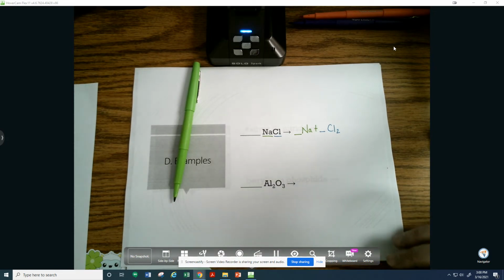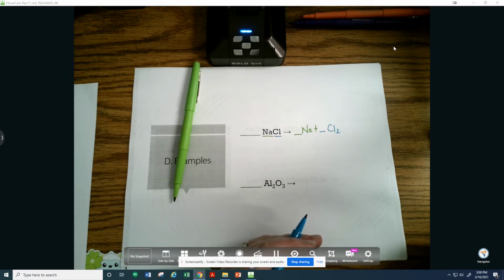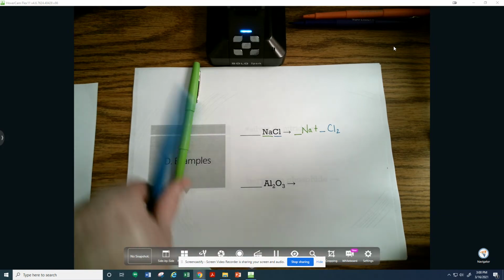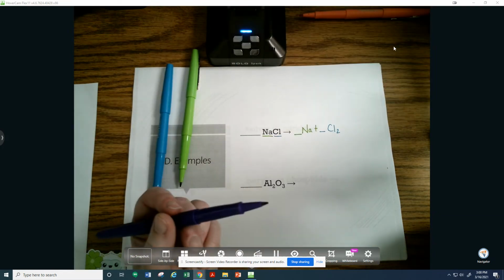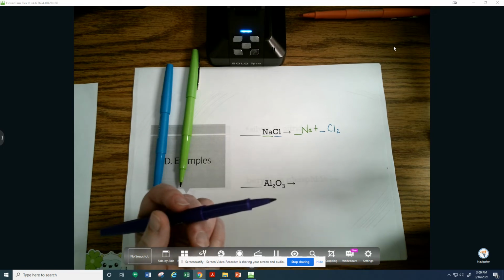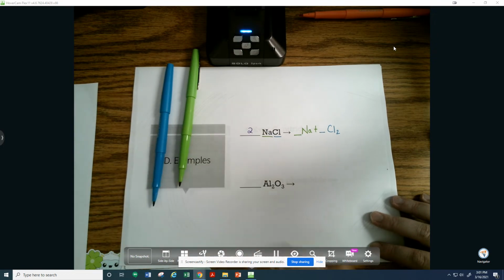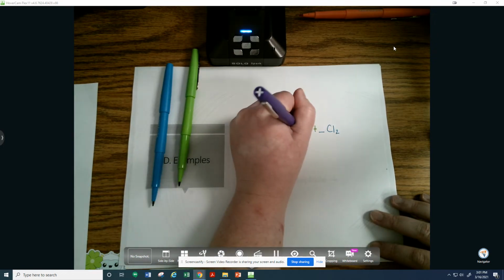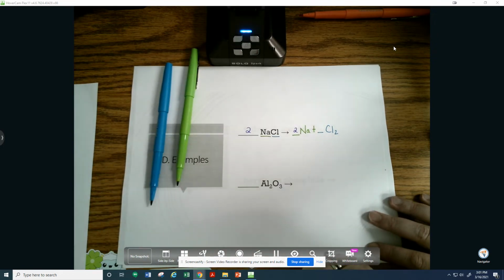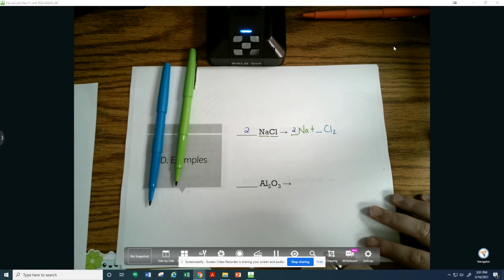So all you need to do in decomposition is separate your cation from your anion. Again, there are more specialty ones out there. We aren't getting into those at this point, at this level of class. So then we just need to account for balancing. Sodium are balanced, chlorine are not. A coefficient of 2 on the reactant side will take care of that. We then need to adjust our sodium on the product side, and we now have a balanced equation.